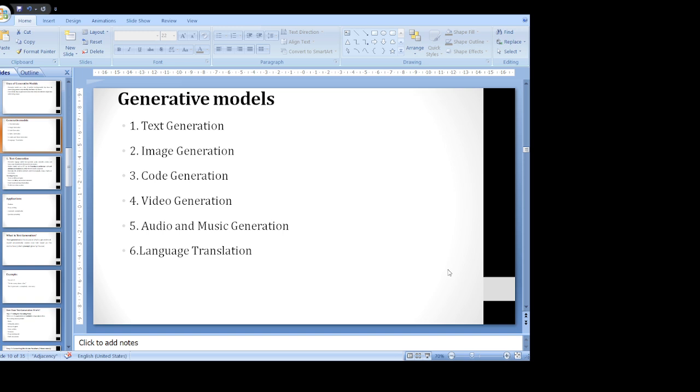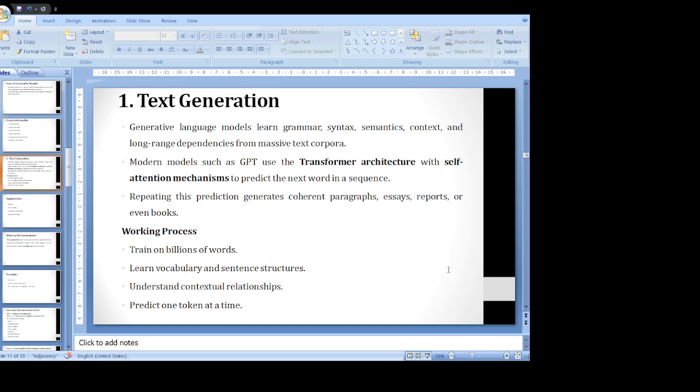Some of the applications of generative models are text generation, image generation, code generation, video generation, audio and music generation, and the final one is language translation. There are many generative models. I have mentioned the main six here. Now we are going to see what is meant by text generation.